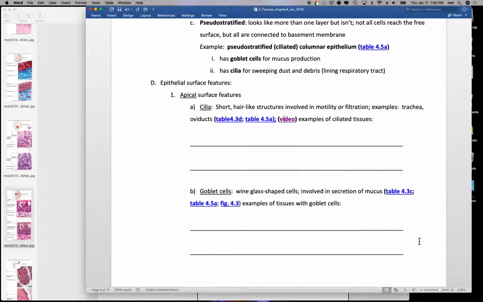Okay. So that is the ciliated pseudostratified columnar epithelium found lining upper portions of the respiratory tract. Everybody good with that one?